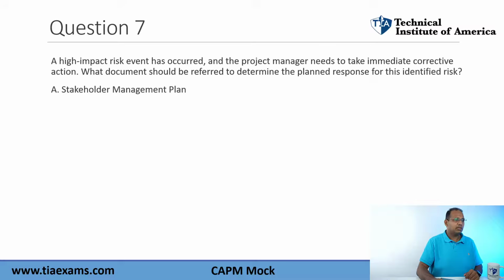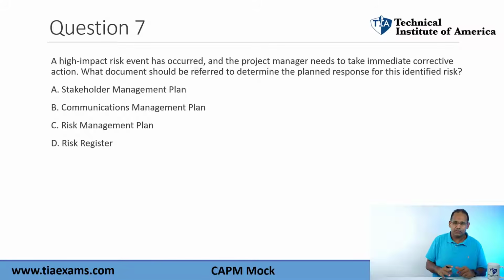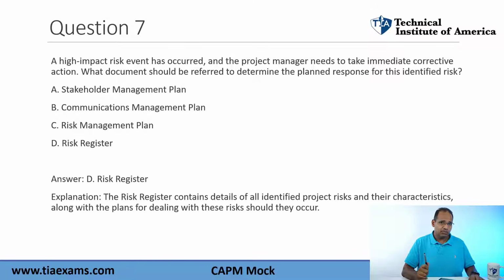Let's move on to the next one here. Practice question number 7. A high-impact risk event has occurred, and the project manager needs to take immediate corrective action. What document should be referred to determine the planned response for this identified risk? Now, this is going to be a tricky question. Okay, answers: stakeholder management, communication management plan, risk management plan, or the risk register. Answer here, guys, is going to be the risk register.